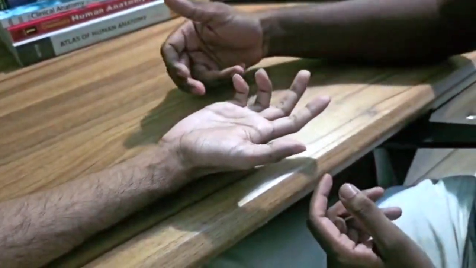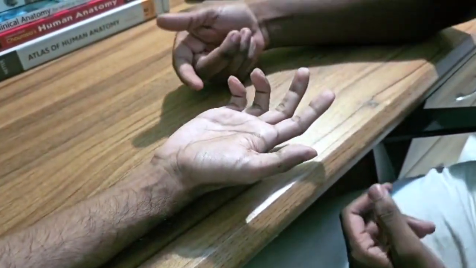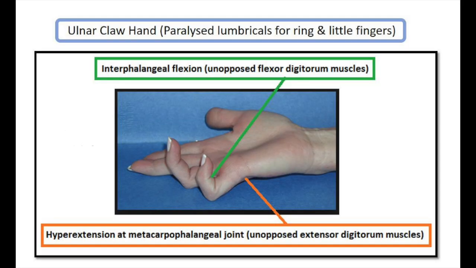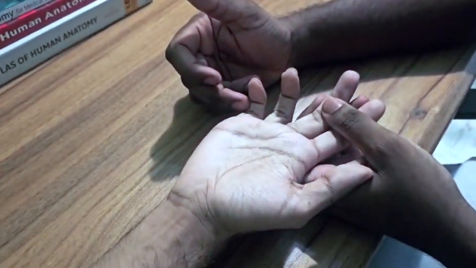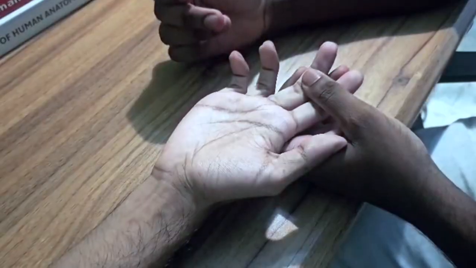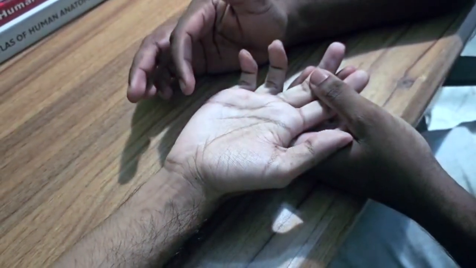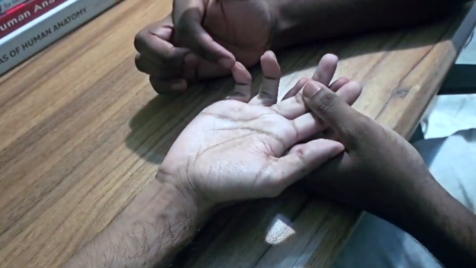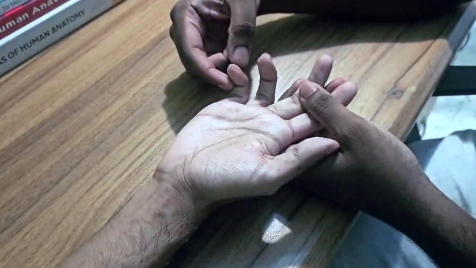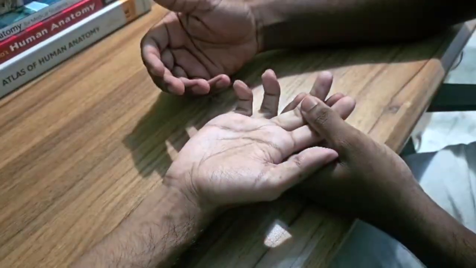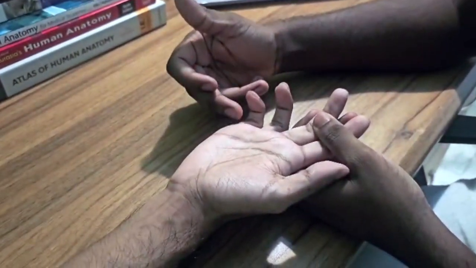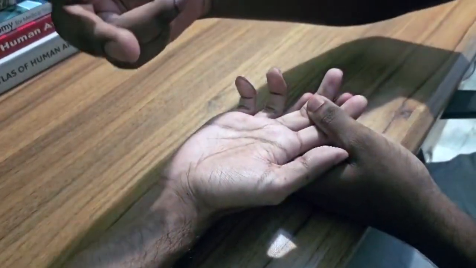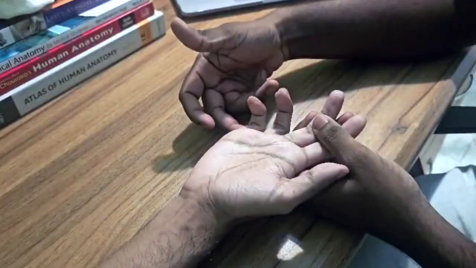Now, when we discuss the ulnar claw, we see two components: hyperextension of the metacarpophalangeal joint and hyperflexion of the interphalangeal joint. The hyperflexion component arises because the extension action of the lumbricals is lost, but the action of flexor digitorum profundus is still there. Therefore, hyperflexion of the finger occurs at the interphalangeal joint. The hyperextension of the metacarpophalangeal joint occurs because flexion of the metacarpophalangeal joint by the lumbricals is lost, but the extensor digitorum still acts and extends the finger at the metacarpophalangeal joint.